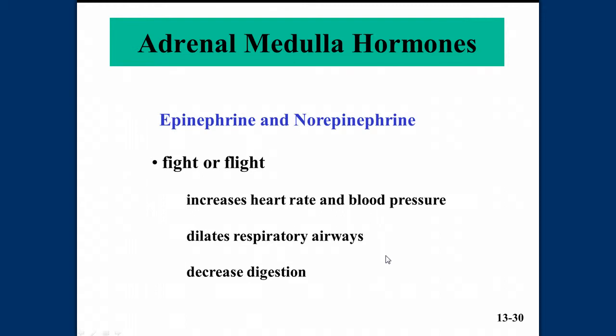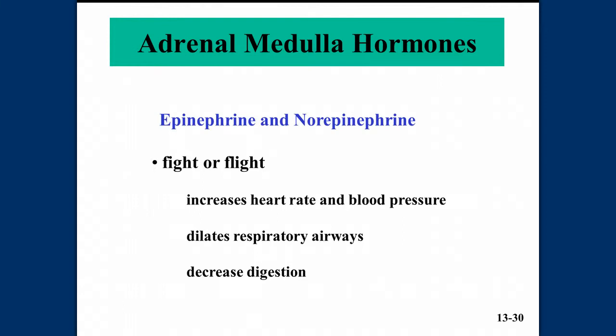Now, epinephrine and norepinephrine, you may have heard of those before. We talked about them back when we were talking about the nervous system and the sympathetic nervous system, which is responsible for fight or flight. These hormones are released in stressful situations, and they are actually released due to nervous stimulation. So the hypothalamus sends the information to the adrenal medulla to release this epinephrine and norepinephrine because of nervous stimulation.